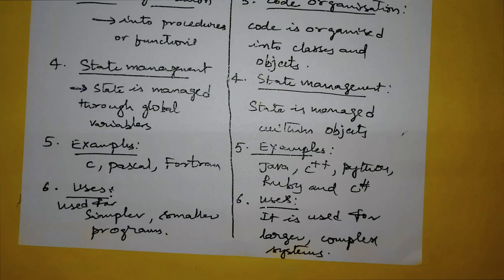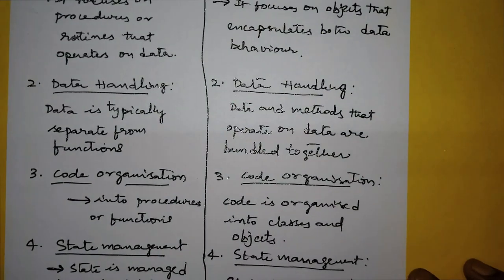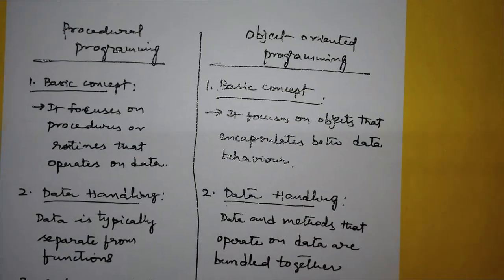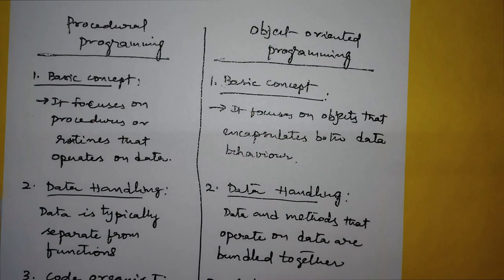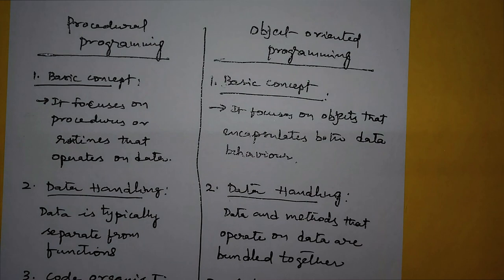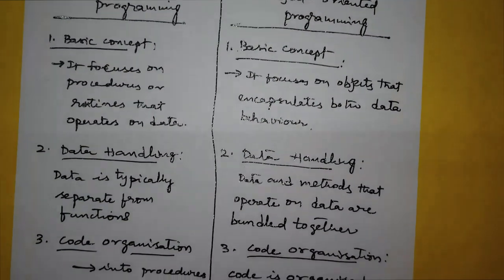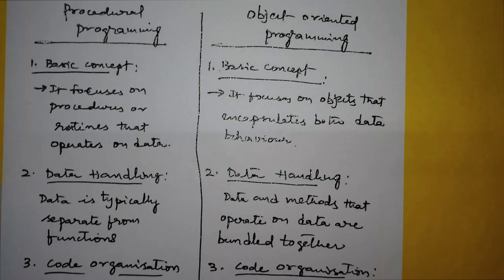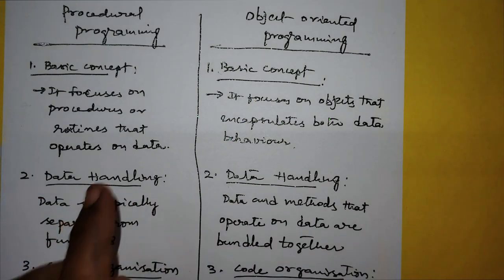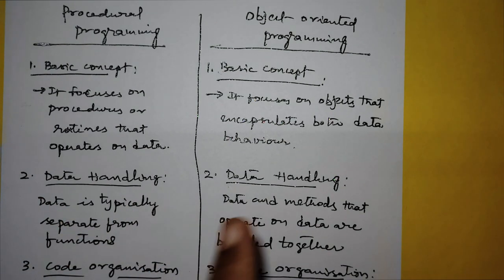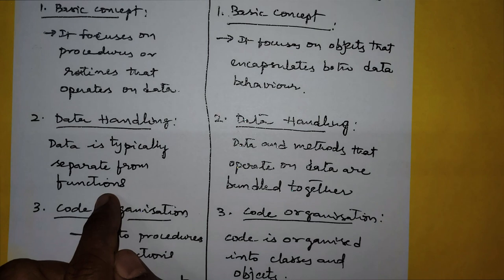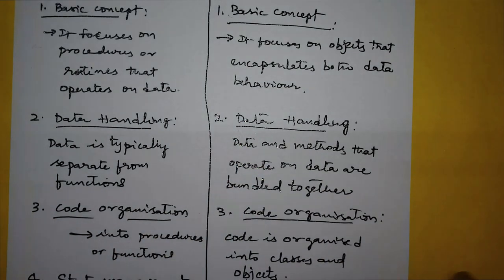These are the six main differences between procedural programming and object-oriented programming. Let me summarize. Based on the basic concept, data handling, code organization, state management, examples and uses. On the basic concept, procedural focuses on procedures, very simple to remember, while object-oriented focuses on objects. Data handling: in procedural, data is typically separate from functions, while in object-oriented, data and methods are bundled together. That is the concept of encapsulation.